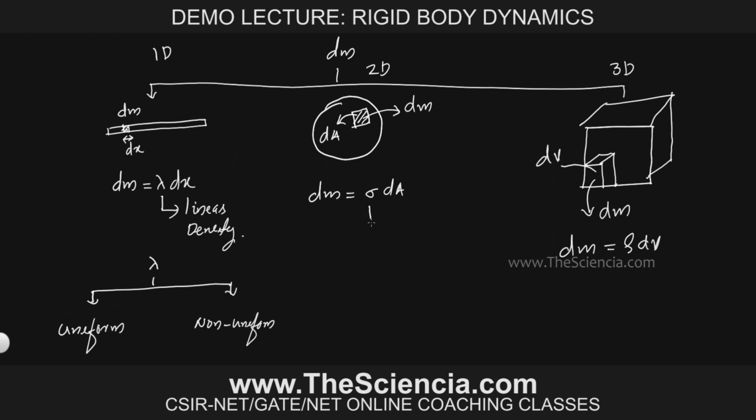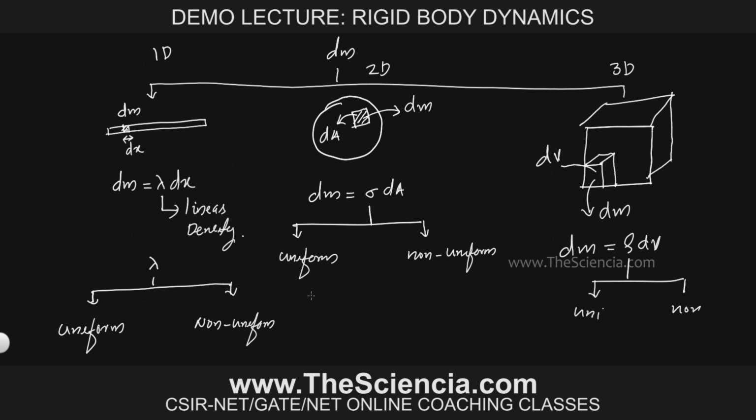And sigma also may be uniform or non-uniform. And rho also may be uniform or non-uniform. What is the difference between this uniform and non-uniform density?